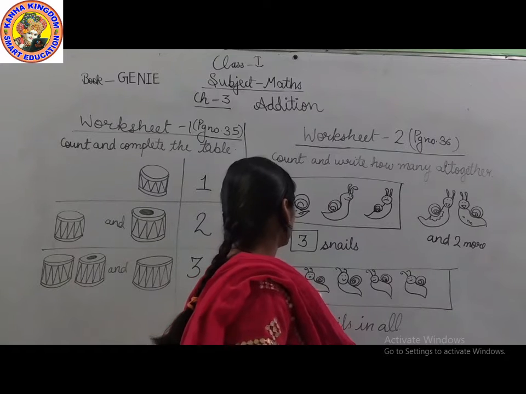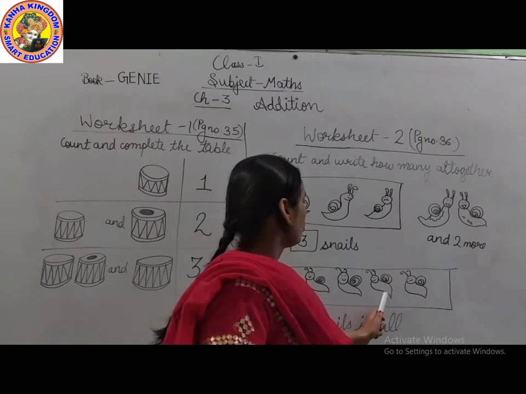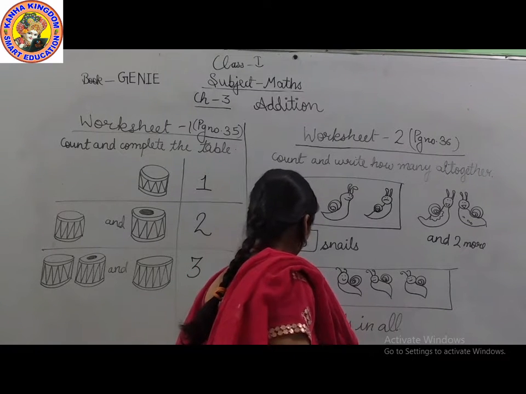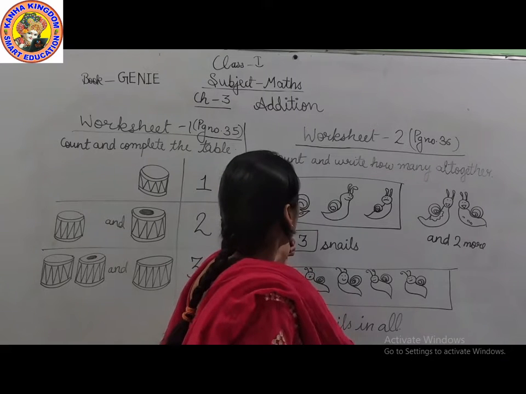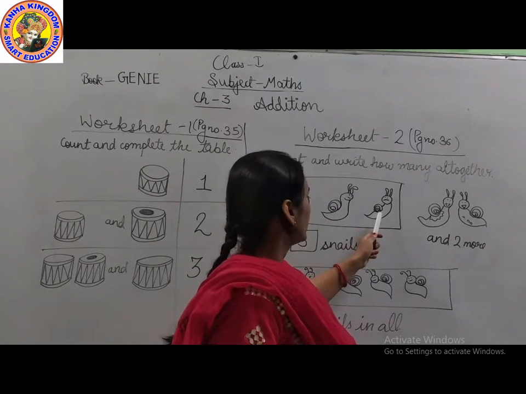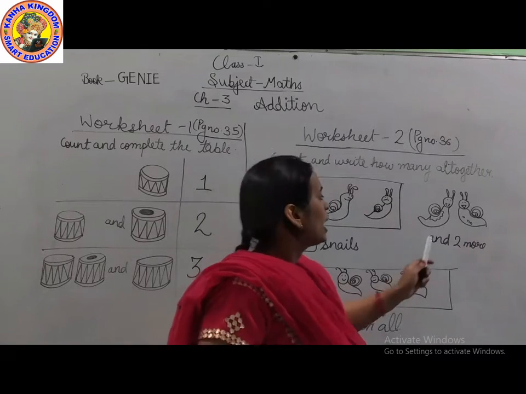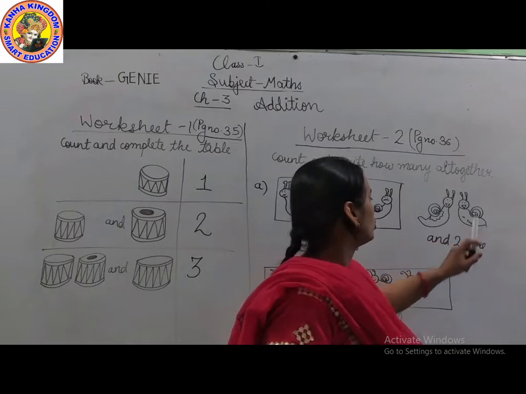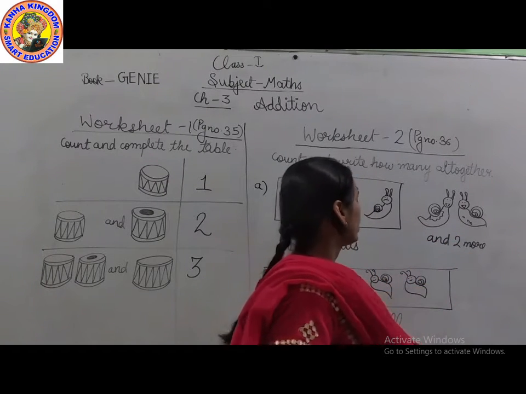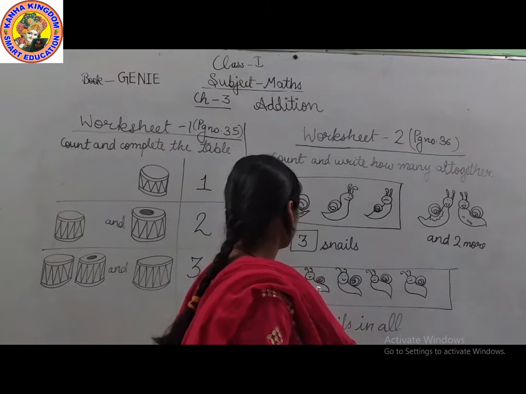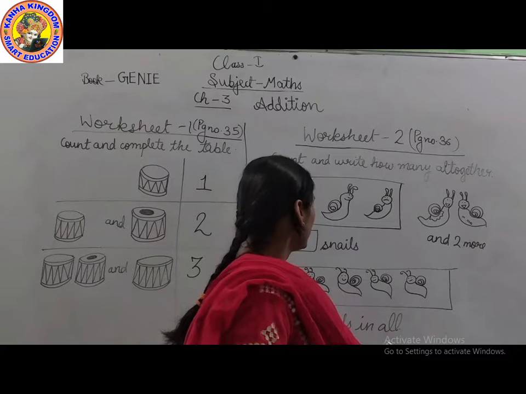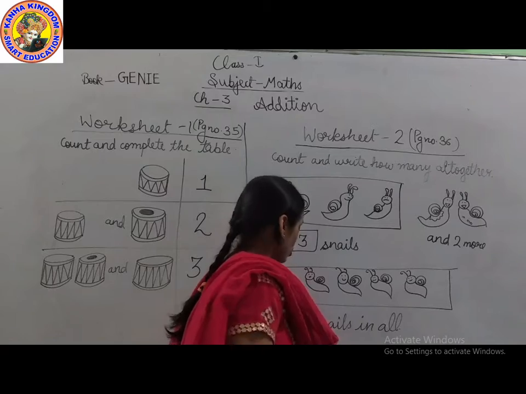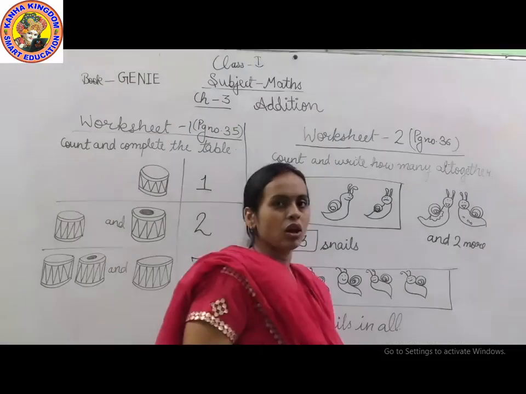So 3 and 2 plus, 1, 2, 3, 4, 5. How many snails in all? 5. 1, 2, 3. So we write here 3. And how many more? 2 more. 1, 2. So 3 and 2 more equals 1, 2, 3, 4, 5. So 3 and 2, 5 snails in all.